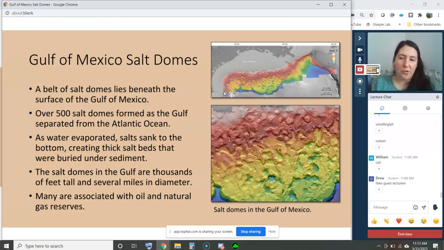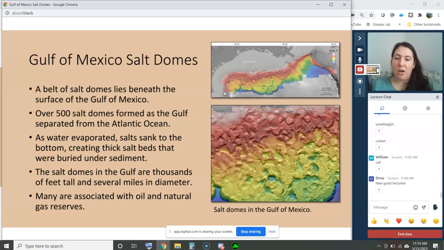There are over 500 salt domes that formed as the Gulf separated from the Atlantic Ocean. There were periods where the Gulf completely dried out and filled up again and dried out and filled up again. And so salt was deposited on the bottom of the Gulf of Mexico, and sediment from the Mississippi River covered up these salt deposits. And then that's why you have so many salt domes that have been formed on the shelf. So you got a thick layer of salt and a super thick layer of sediment overlaying it.